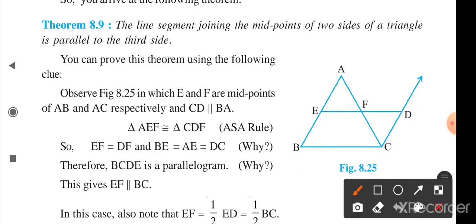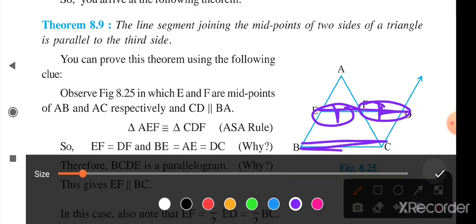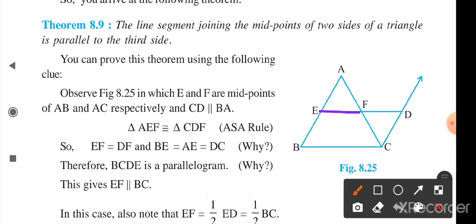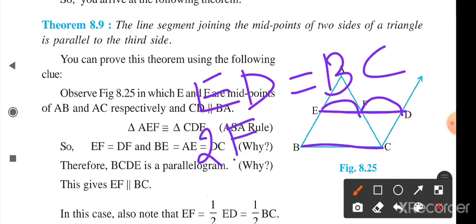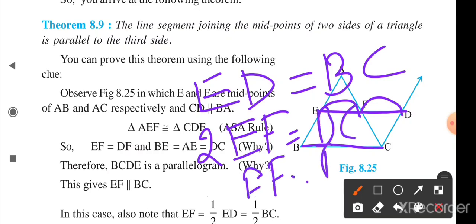And if you see the sides EF and FD, by CPCT these two sides are already equal to each other, and we know that this whole side ED is equal to BC also, because opposite sides are equal to each other in a parallelogram. This side is equal to this side, and since this is equal to this by CPCT, you can say that ED is equal to BC. So you can write ED as twice EF is equal to BC, and EF is equal to BC upon 2.